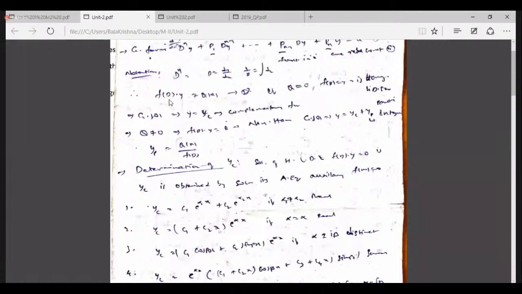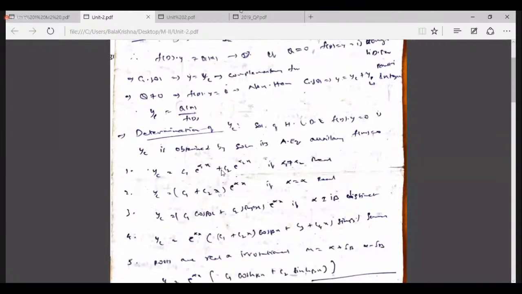So solve that one, find the roots of that equation. Depending upon the roots, you will be writing the complementary function. When the roots are real values and different, the complementary function will be given as c1 into e power first root x plus c2 into e power second root x. When the roots are real values and repeated, it will be given as (c1 plus c2 x) e power alpha x. Suppose three roots are the same, you will have (c1 plus c2 x plus c3 x square) e power alpha x, and so on.